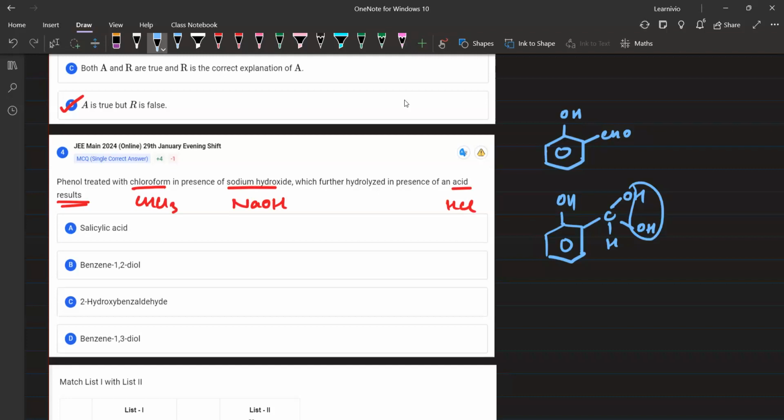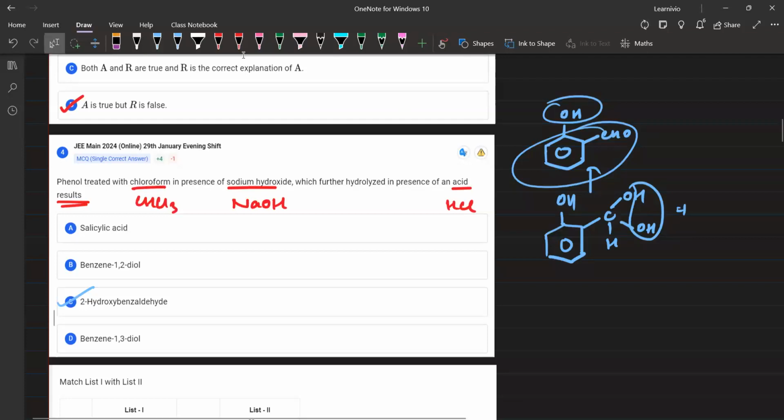If you have a gem diol, a carbon atom that has two hydroxy groups on it, then water leaves from here. You will get water from here. So you can see that you will get this molecule. C double bond O will be there, and then one hydrogen. So this is 2-hydroxybenzaldehyde. This part is benzaldehyde and this is 2-hydroxy. So it will be option C. This is the direct question. ठीक है ना? बहुत ज़्यादा इसमें कुछ है नहीं.